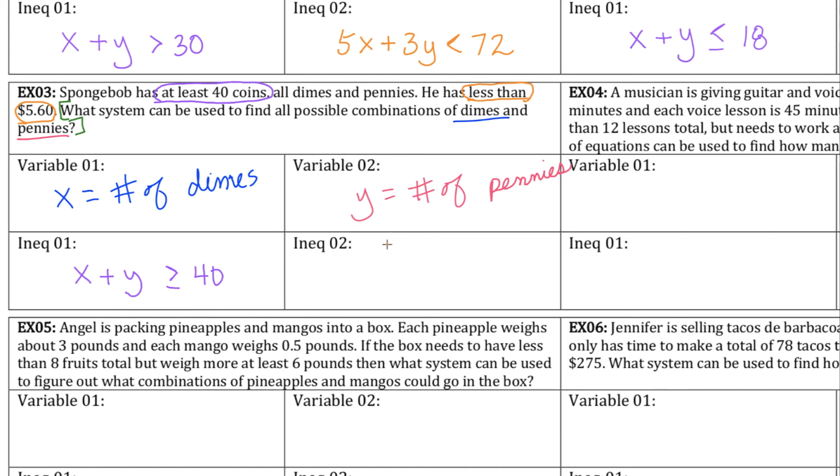It doesn't give us any numbers, but we know that each dime is worth 10 cents, so 10 cents per dime plus 1 cent per penny is going to be less than $5.60. Cool. Actually, I'm going to shift this slightly.